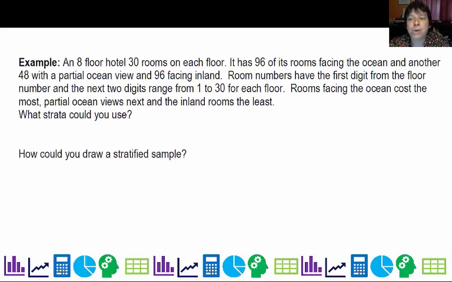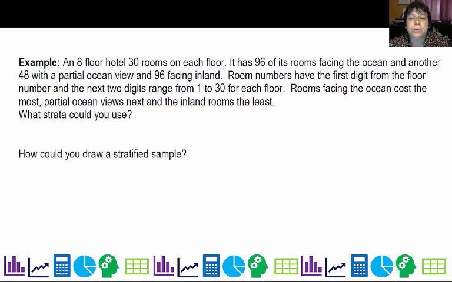In this example, we have a hotel with 8 floors and 30 rooms on each floor. It has 96 rooms facing the ocean and another 48 with a partial ocean view and 36 facing inland. Room numbers have the first digit from the floor number, and the next 2 digits range from 1 to 30 for each floor. Rooms facing the ocean cost the most, partial ocean views the next, and inland rooms the least.